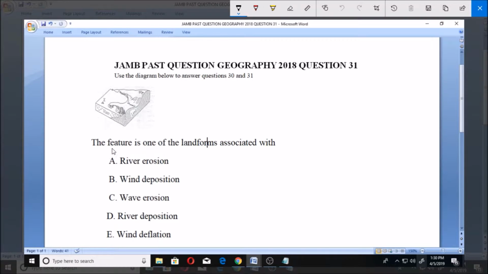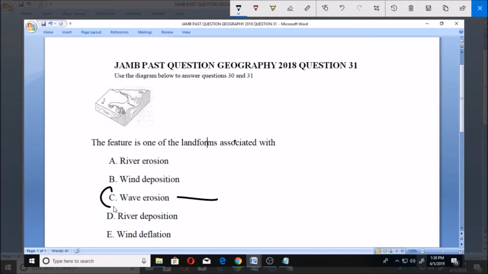Now it's asking us, the feature of this landform is associated with A, river erosion, B, wind deposition, C, wave erosion, D, river deposition, E, wind deflection. Now the answer is simply from the definition of a stack that we gave in question 30. We say that a stack is formed by wave erosion.